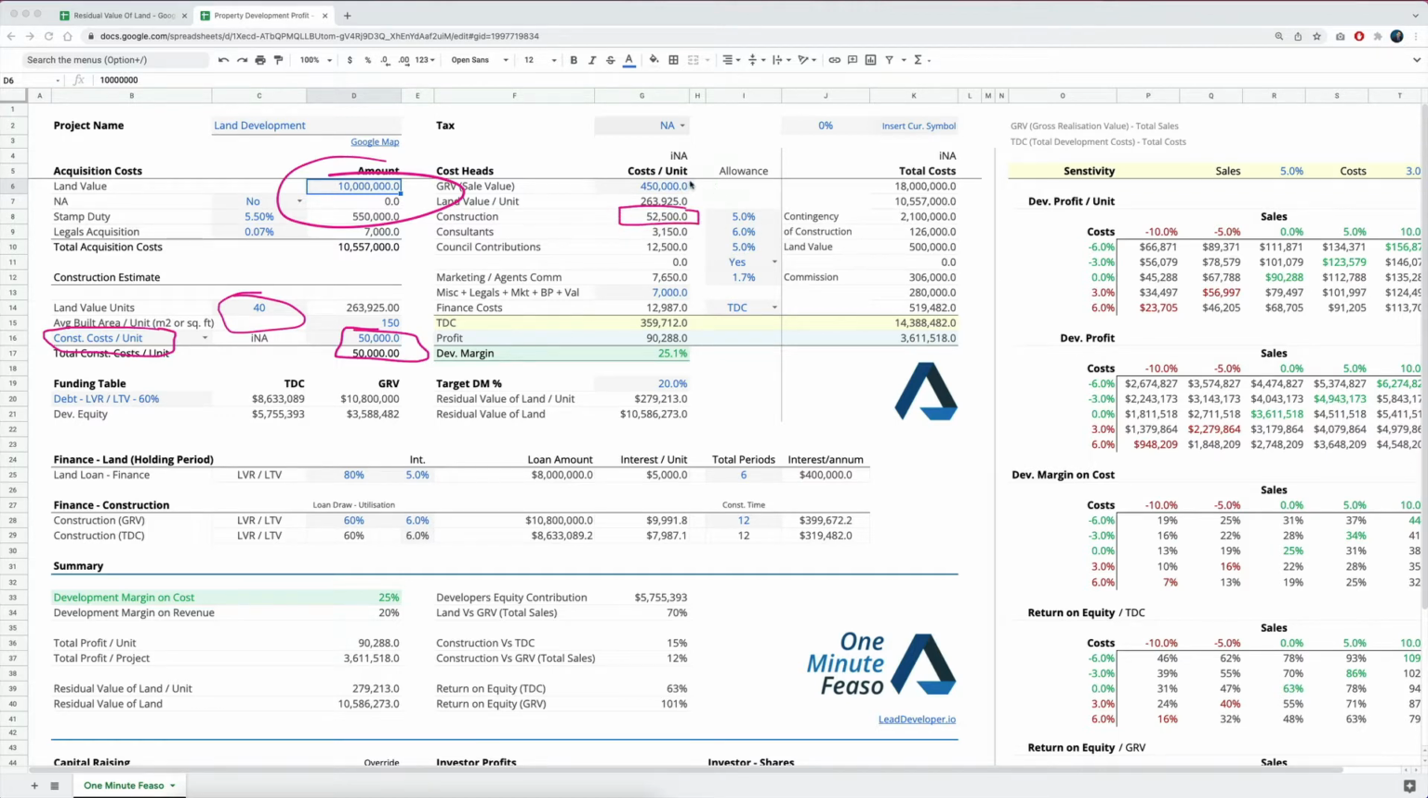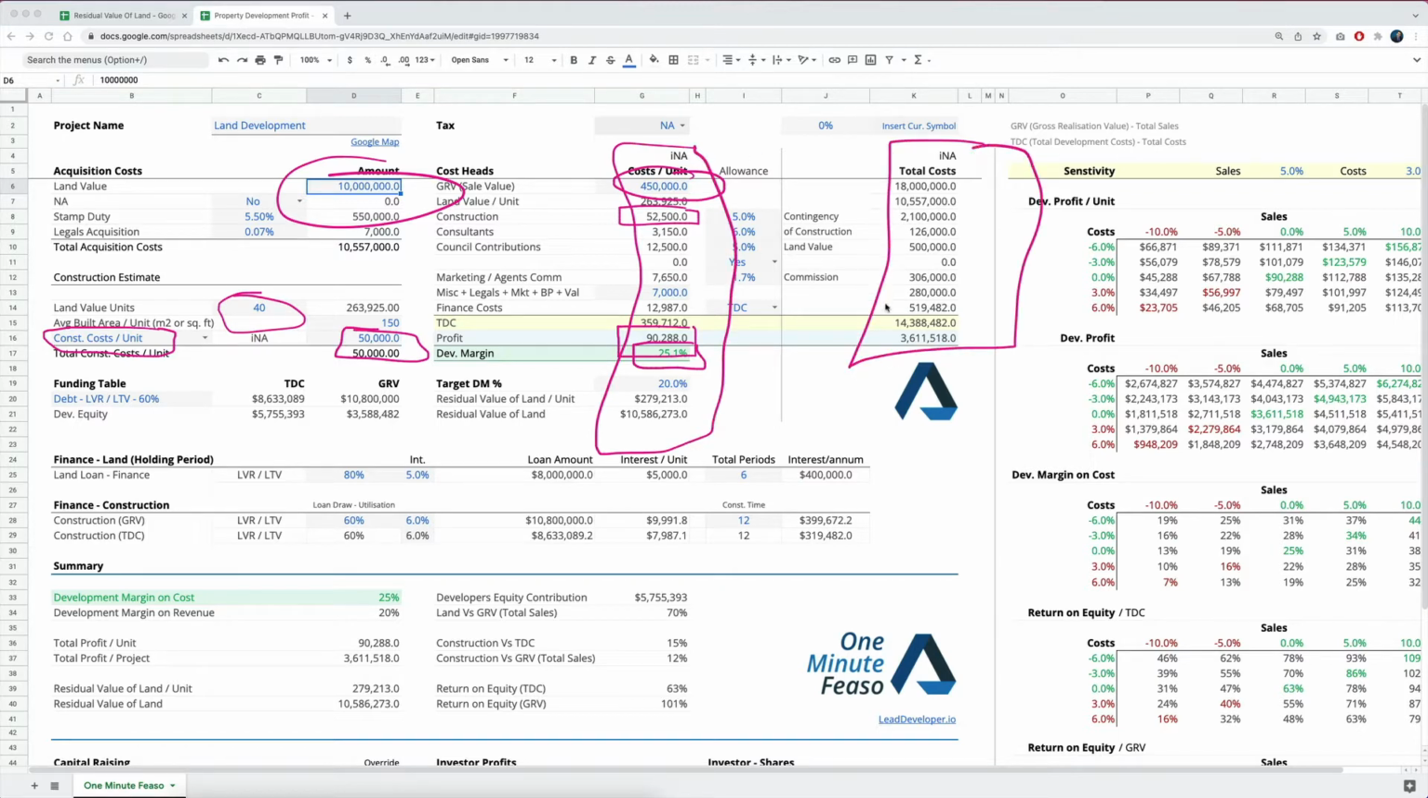And once it's there, we can sell it for $450,000 just for the land with all the services connected. That gives us a development margin of 25% on all the different costs that we have to incur to do it. At that rate, we make about $90,000 profit per lot. This section is for per lot, and this section right here is for the entire project.